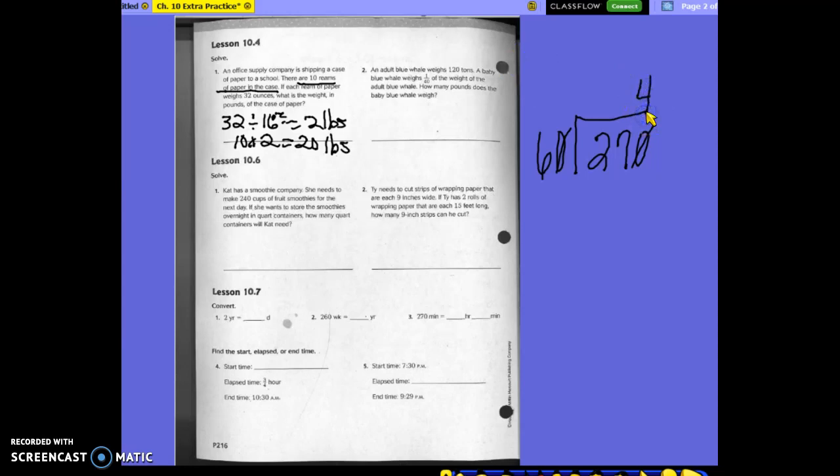So 4 times 0 is 0. 4 times 6 is 24, leaving us 30. So I have 30 over 60 or 1/2. Or you could just use your 30. So 4 hours and 30 minutes, since that's how they want it. Good luck on the rest of your paper.